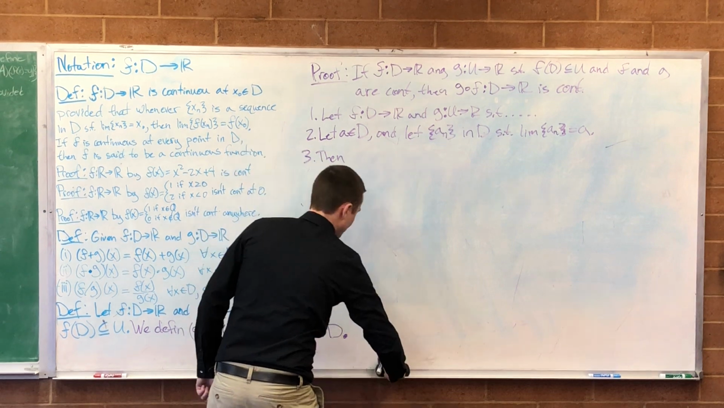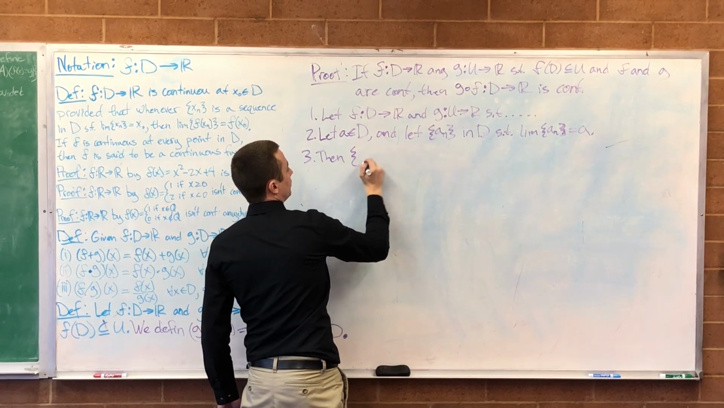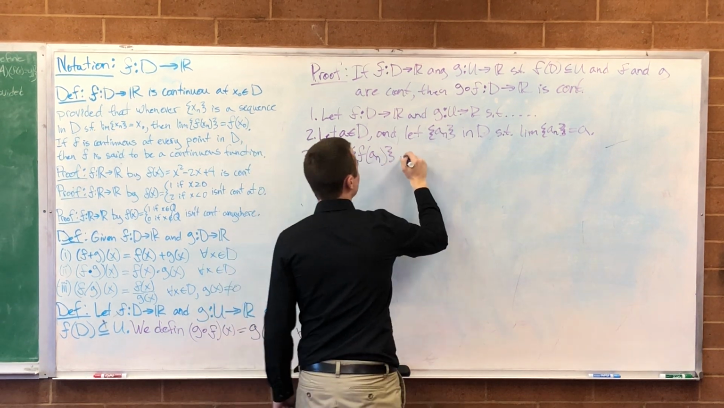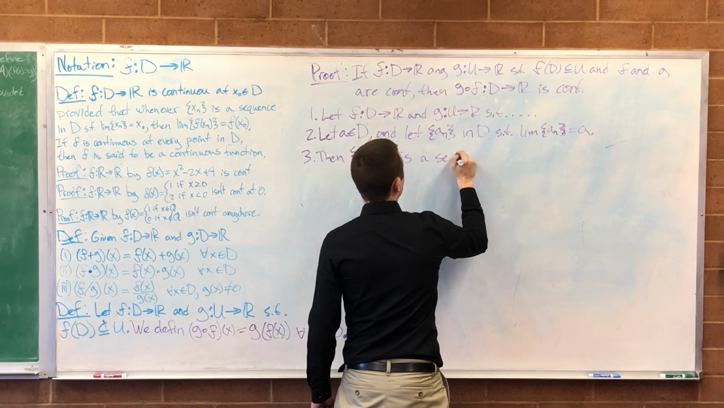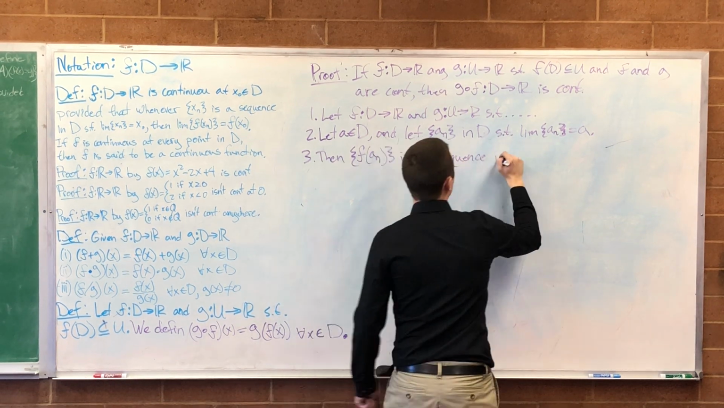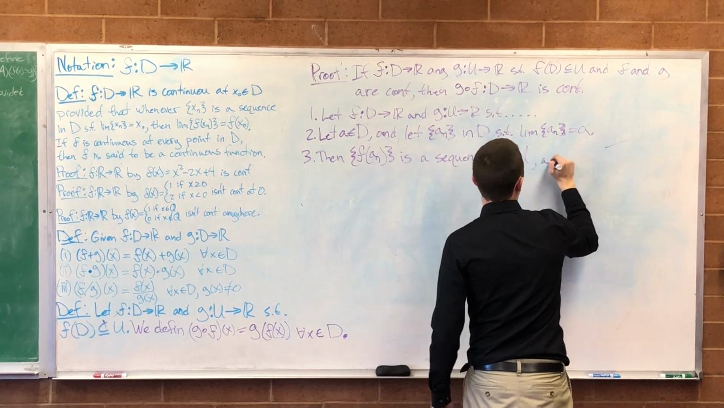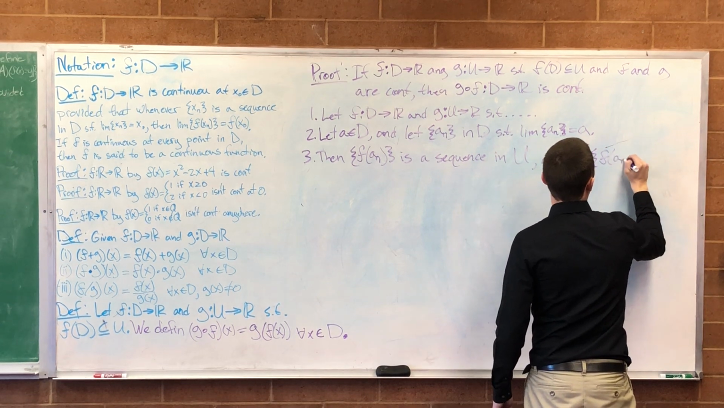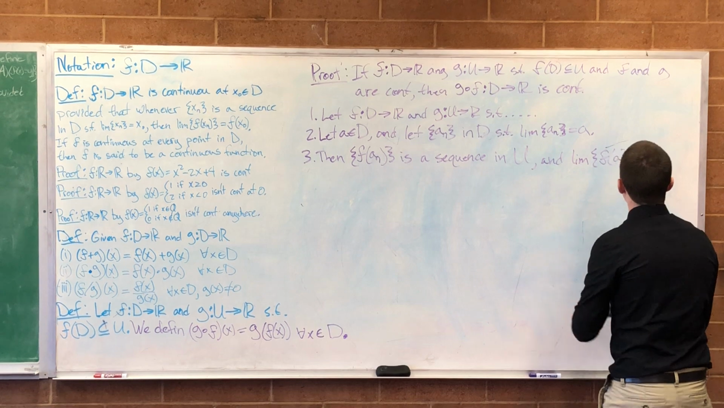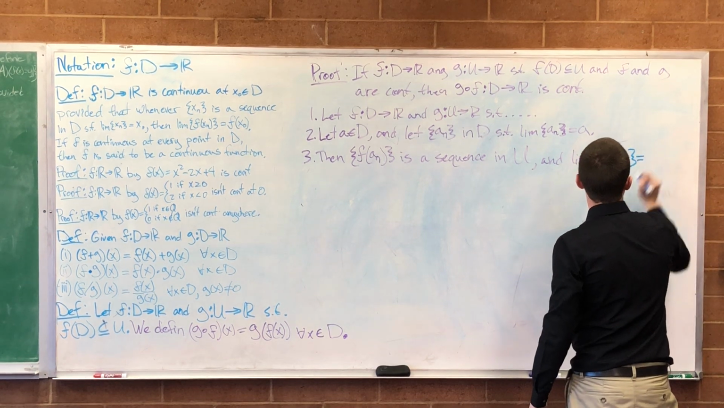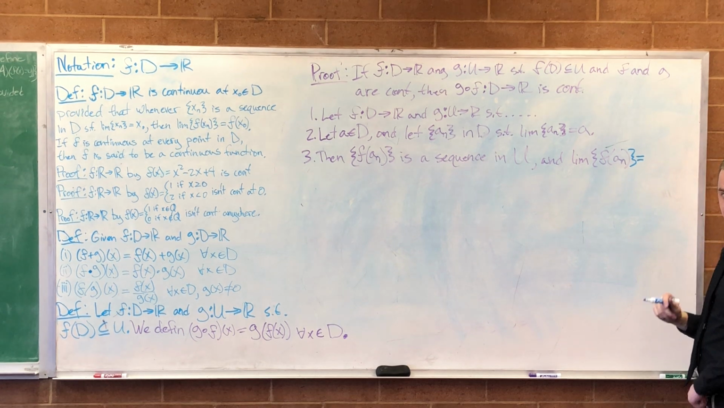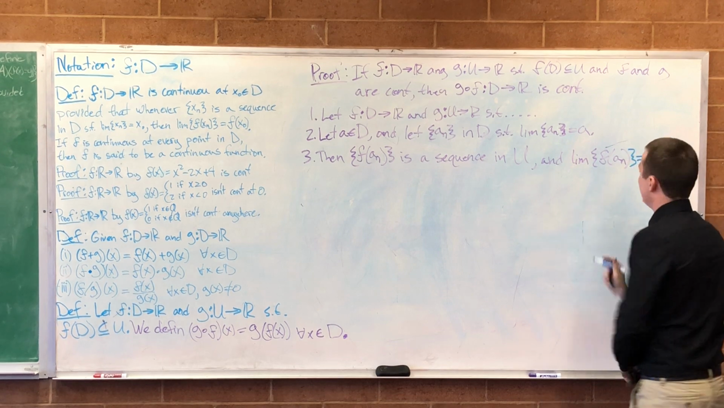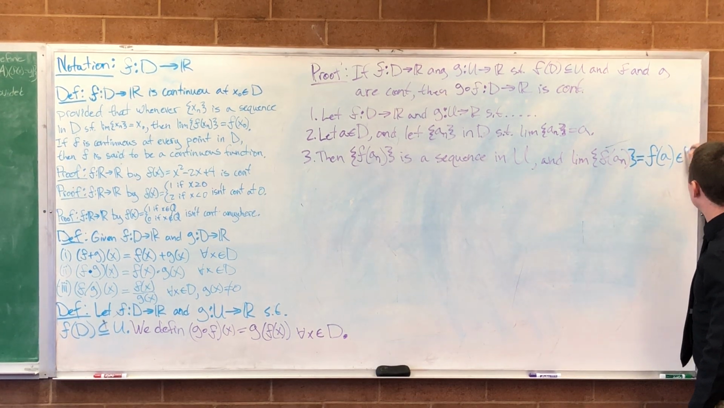here's how I'll say it. Then the sequence f of AN is a sequence in U, and the limit of f of AN is equal to what? How do you know that? Because of the definition of continuity. Yeah, because f is a continuous function. And that is also in U.